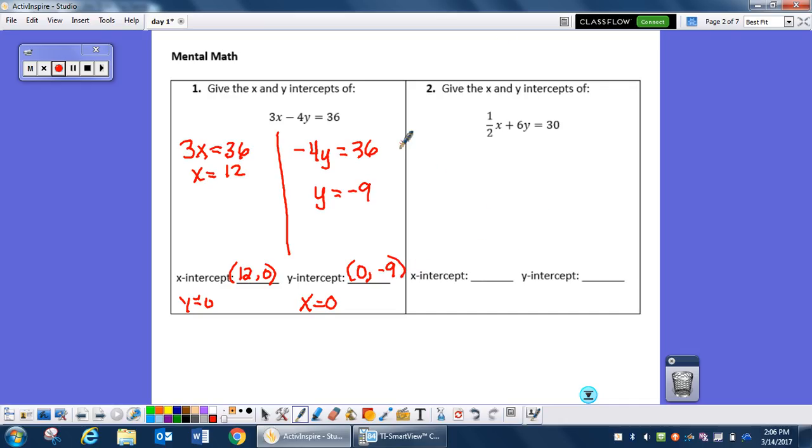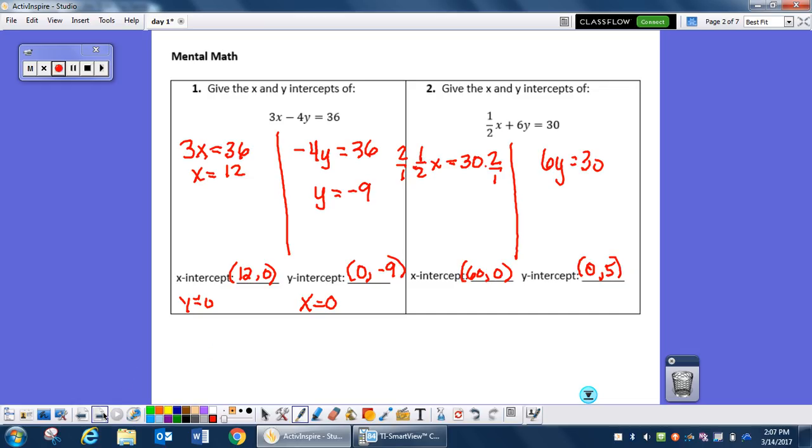Okay, over here, your x-intercept, again, is when y equals 0, so you would have 1/2 x equals 30. To get rid of a fraction, you multiply by the reciprocal, and so 2 times 30 is 60, so that's where we got the 60, 0. And then the y-intercept is when x equals 0, so you have 6y equals 30, and 5 is y, which you would divide by 6. Okay, so just a little refresher of stuff that you will see on your final.